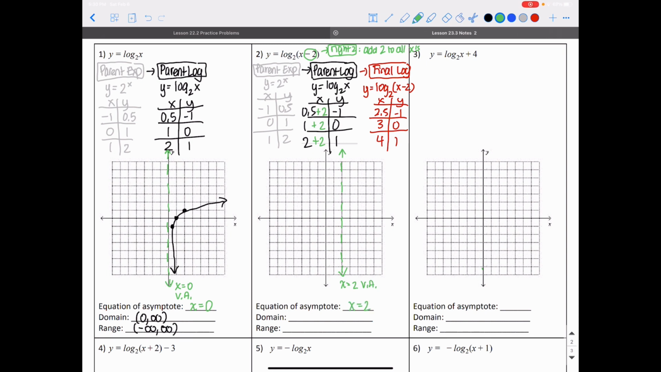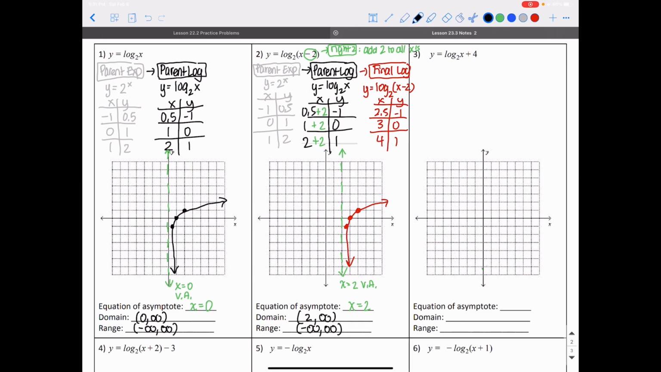I'm going to plot these points. So I have 2.5 and -1. I have 3 and 0. I have 4 and 1. I'm going to connect these, making sure I don't touch that vertical asymptote. For my domain, I'm starting with my asymptote of 2, going to infinity, and for range, always negative infinity to positive infinity for logarithm functions.